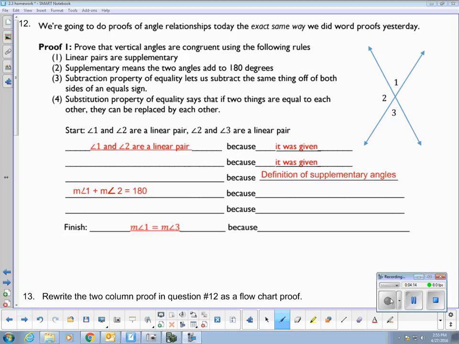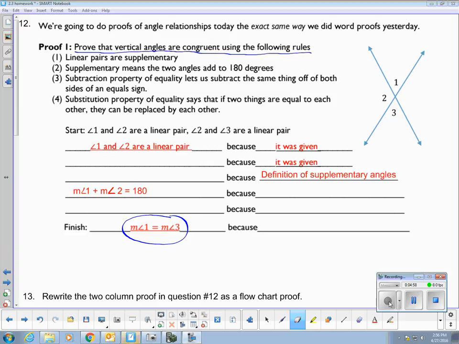In number 12, we're going to complete this proof. In this proof, they want me to prove that vertical angles are congruent. The vertical angles that they want me to prove congruent are angle 1 and angle 3. So at the end, I'm going to prove that the measure of angle 1 is equal to the measure of angle 3, and those two are vertical angles. So I'm going to use all the rules up here to prove that 1 and 3 are congruent.